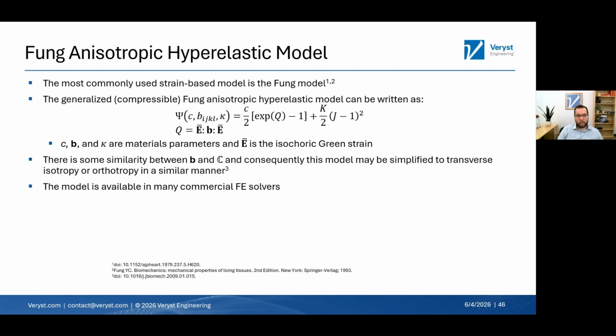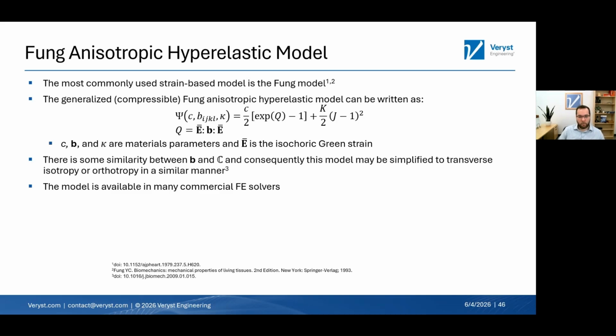So the Fung anisotropic hyperelastic model is probably the most commonly used strain-based model. It can be written as this equation below for the strain energy function. The right term is basically the volumetric behavior, so we're not really as interested in that. What we're really interested in is this first term. C is like a stress-like parameter, and then we've got this exponent raising Q.